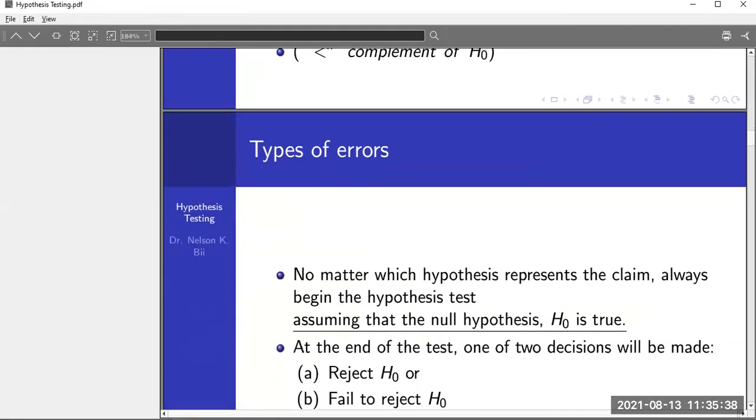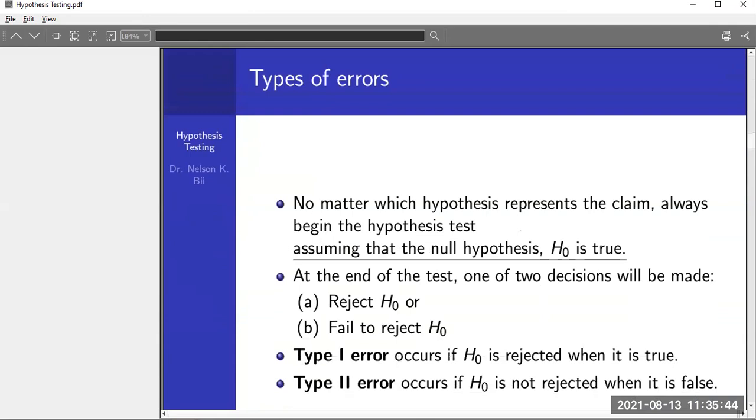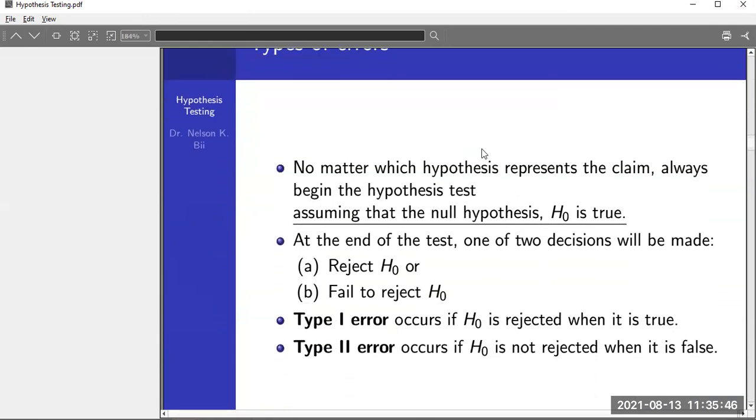Okay, so there are what we call the errors that are made in the process of testing the hypothesis. No matter which hypothesis represents the claim, we always begin the hypothesis testing assuming that the null hypothesis, H naught, is true. So at the end of the test, one of the two decisions will be made: either to reject the null hypothesis, or we fail to reject the null hypothesis.